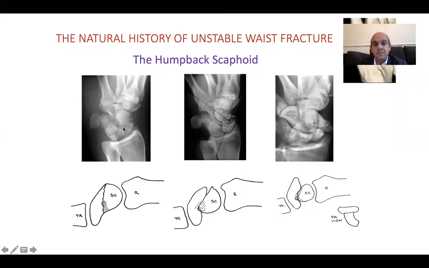So you can see sort of this is how it starts. And these are the schematic pictures. And because it's unstable, the distal pole keeps tipping down, keeps flexing. So there's a wear of bone in the front, and if it's missed, it'll keep tipping down, lots of bone loss, lots of dorsal spurs and osteophytes as seen here. So that's your humpback scaphoid. That's the natural history of progression of an unstable waist into a humpback scaphoid.